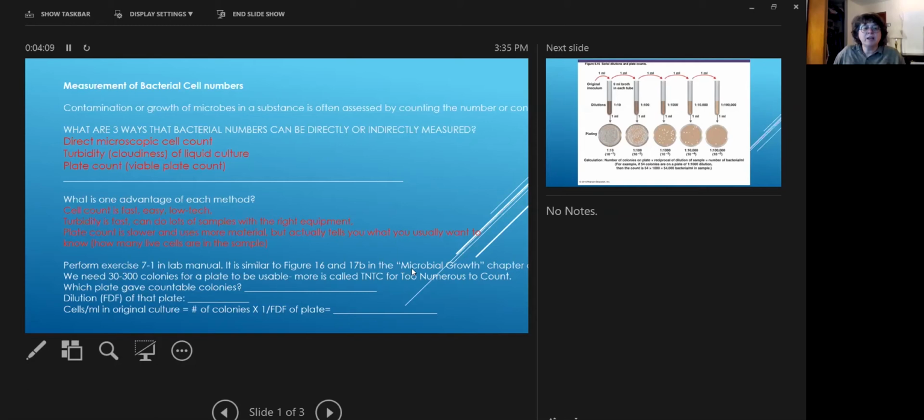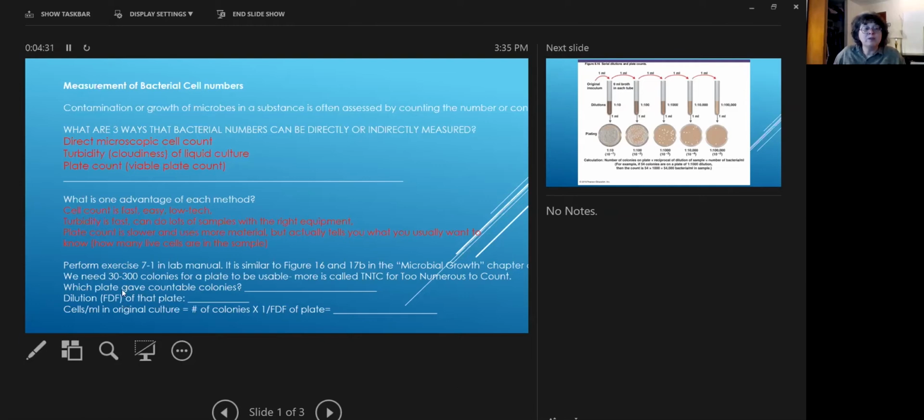And one thing that's shown here is that we're going to be looking for a plate in the plate count experiment that has a certain range of colonies on it. We need a plate with between 30 and 300 colonies. And that's the only plate we're going to care about in our results. And we need to know the dilution factor of that plate.